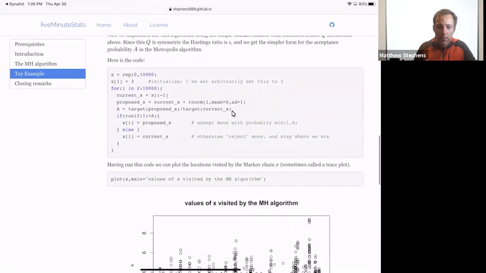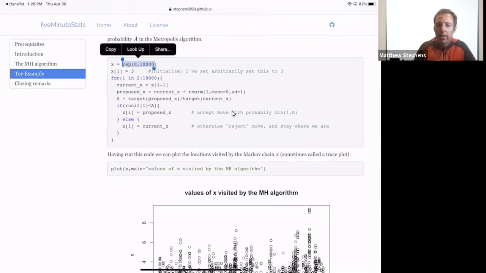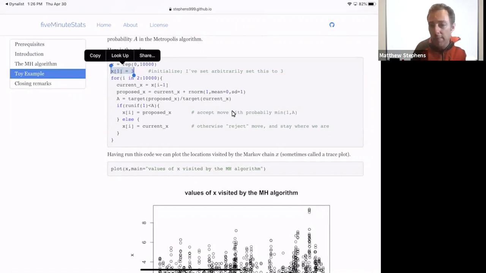And then here's the code to implement the Metropolis-Hastings algorithm. So this first line here, we're just initializing x. X is going to be storing where our Markov chain is. And x1 is just the first, where we start the Markov chain. So I'm going to start it, I just chose 3 as a starting point.